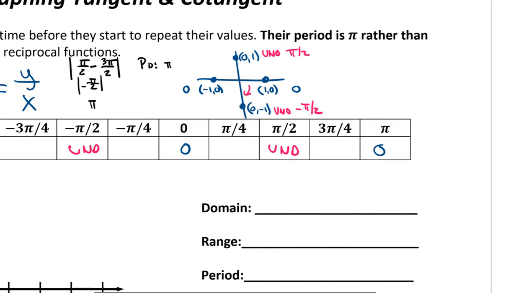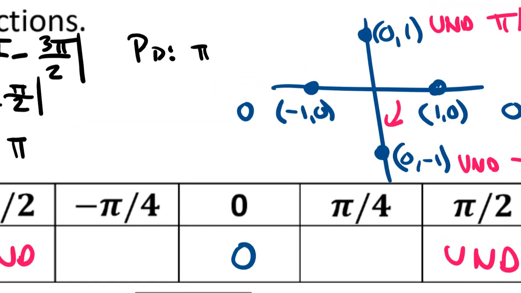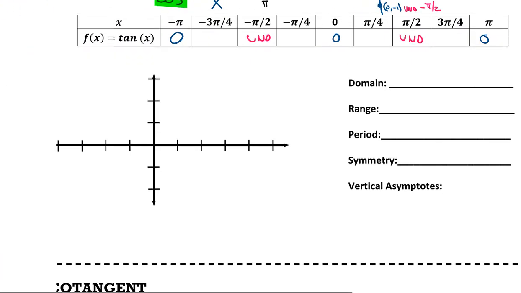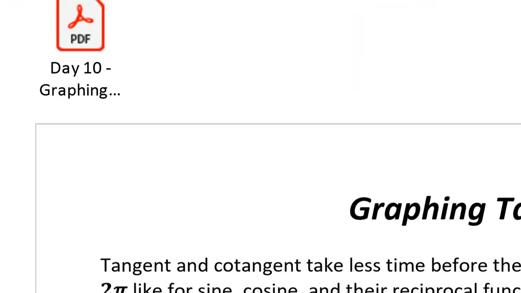Now, what makes this function a little different is that we determined before that the period was pi. So when we go to graph this, we always take the period and divide it by 4, or multiply it by 1/4, whichever is easier for you to think about, because there are 4 quadrants. That's why we do that. So our units are going to be pi over 4, and we're going to label our axes.